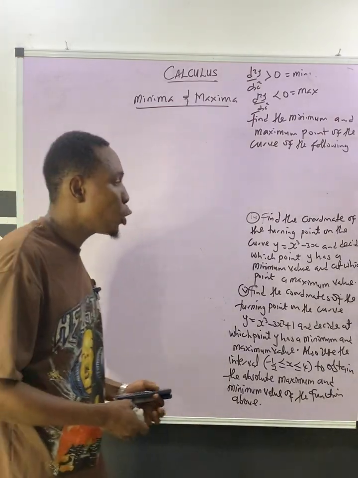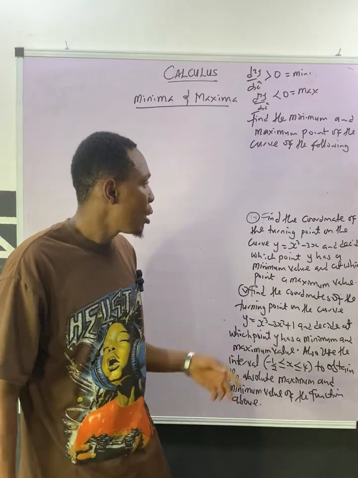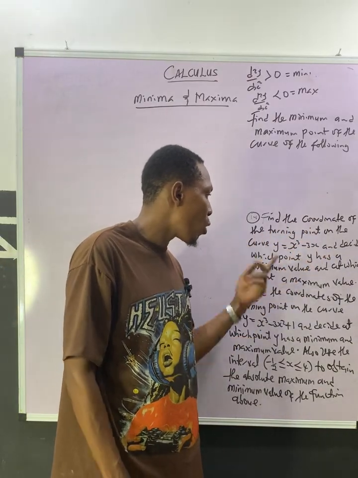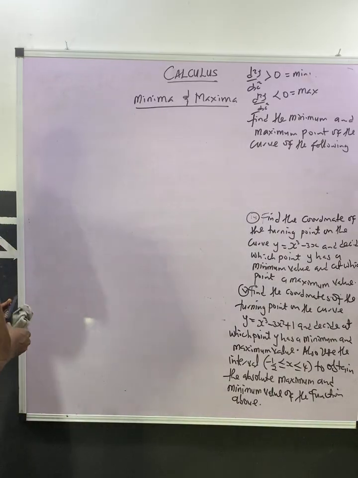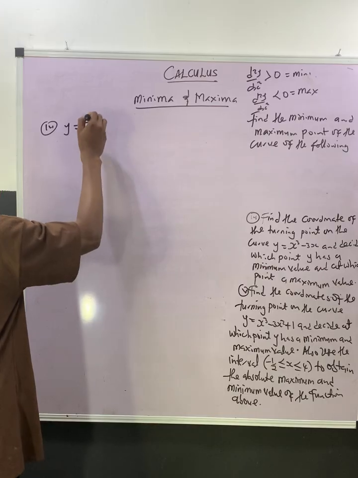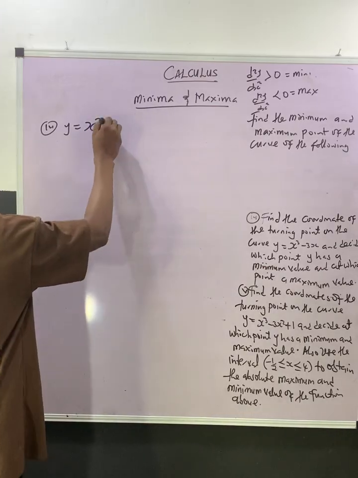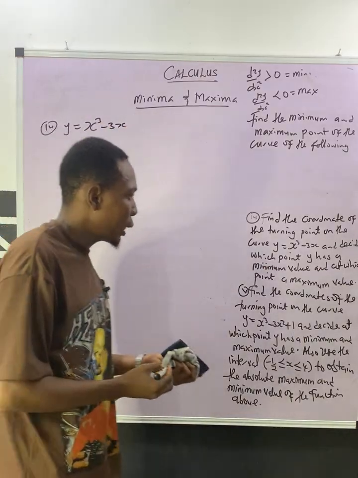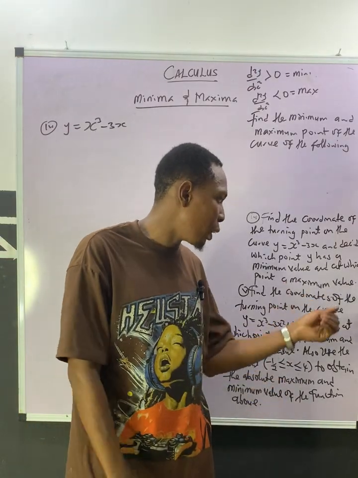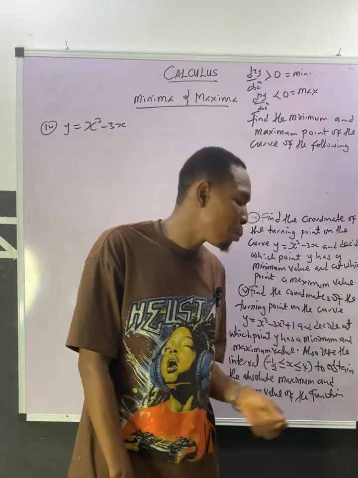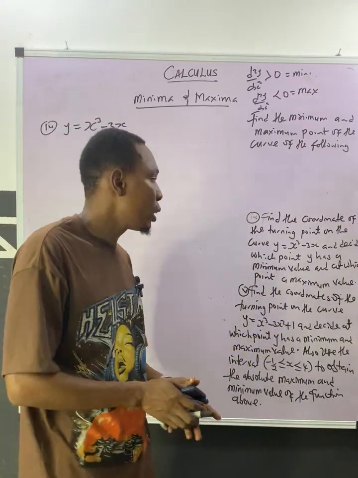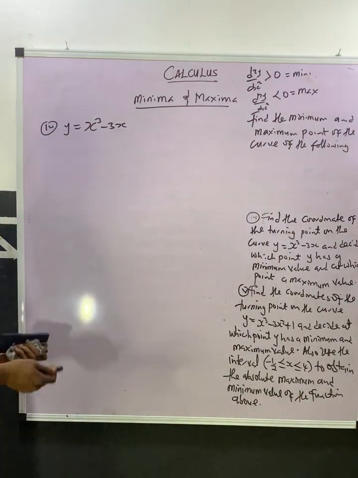All right, for question number 4, they said, find the coordinate of the turning point on the curve y equals x cubed minus 3x, and decide at which point y has a minimum value and at which point a maximum value. Okay, still exactly what we have been doing. We are still looking for the minimum and maximum value.